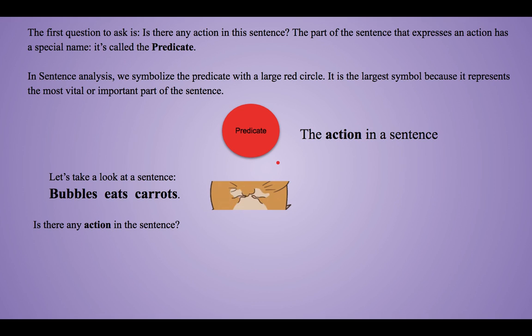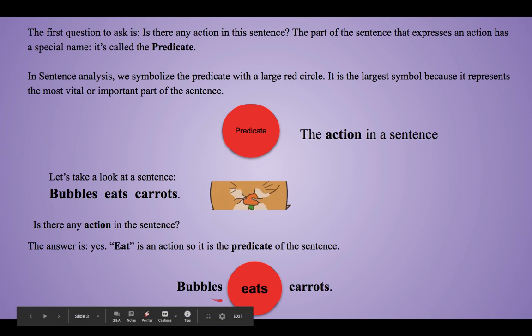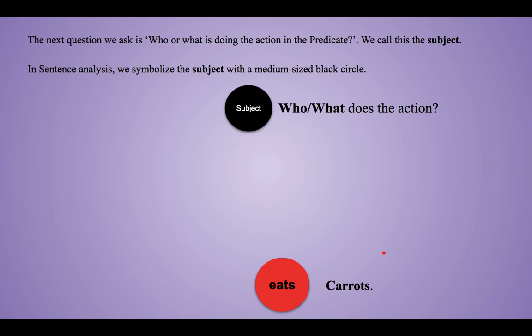Now let's look at our sentence again. Bubbles eats carrots. Is there any action in this sentence? What is the action that's happening? The answer is yes, there is action. Eat is an action, so that is the predicate of the sentence. So we symbolize that here with that big red circle. Notice I just put the word right on top of the circle there. Bubbles eats carrots.